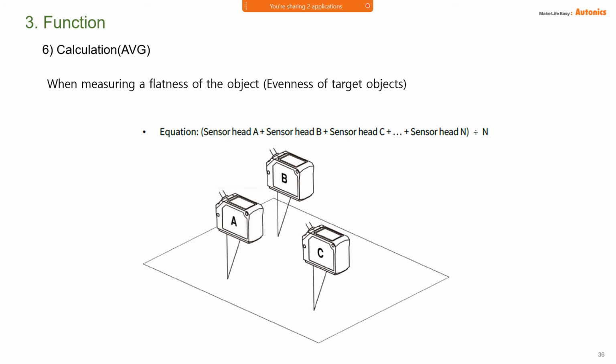And also have a function for calculation average. When measuring the flatness of the object, the evenness of the target object. Let's say you want to know the evenness of this target object, so you can apply this average calculation. For the average calculation, at least you have two sensors. Better is more sensors, the more the better.